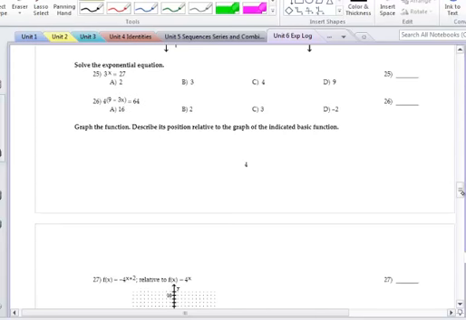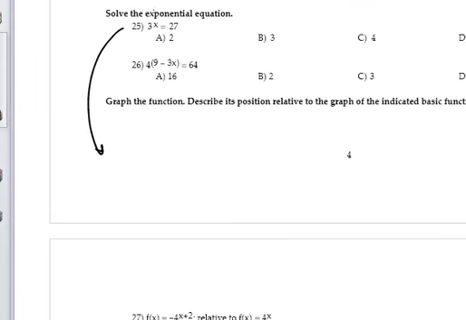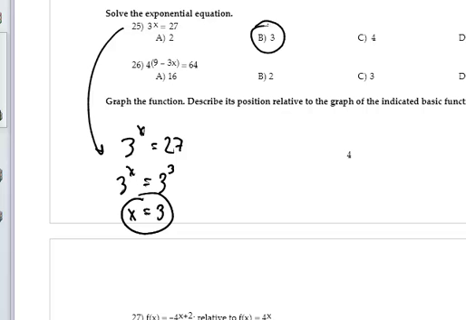Next problem. They want us to solve this exponential equation. We'll convert the bases. You don't have a calculator on this test. So 3 to the x equals 27. 3 can stay, and I'm going to call this 3 cubed. So x equals 3 for this one. Now there are some people out there that said, well, I'm just going to plug in values and see if that works. That's a valid strategy.